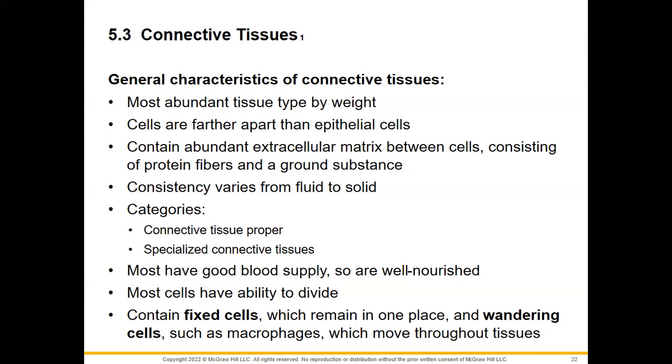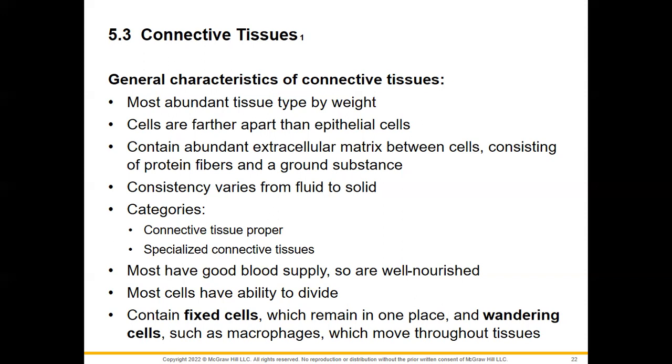These tissues will contain abundant extracellular matrix between the cells that consists of protein fibers and ground substance. All right. So the spaces in between cells, since they are not as tightly packed as epithelials, will have something in between the cells, maybe small amounts, but something that will be protein fibers and a ground substance. Depending on what tissue it is, that'll determine the ground substance.